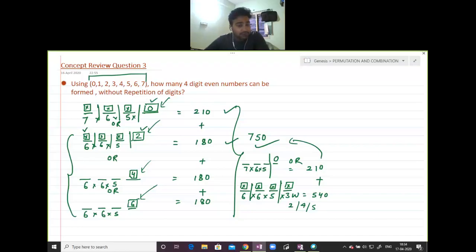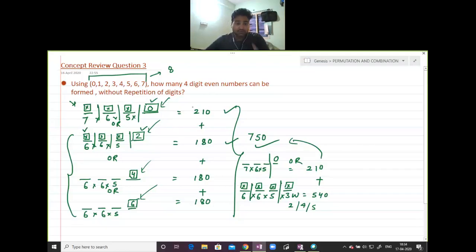After freezing the last position, we should always arrange the digits from the first position. Now come to the first position. Here 0 has been put already. Out of 8 digits, 0 has been used up, so I can't use 0 again. So 7 ways out of 8, then remaining 6 ways, remaining 5 ways. Very simple. So it means 210 ways.